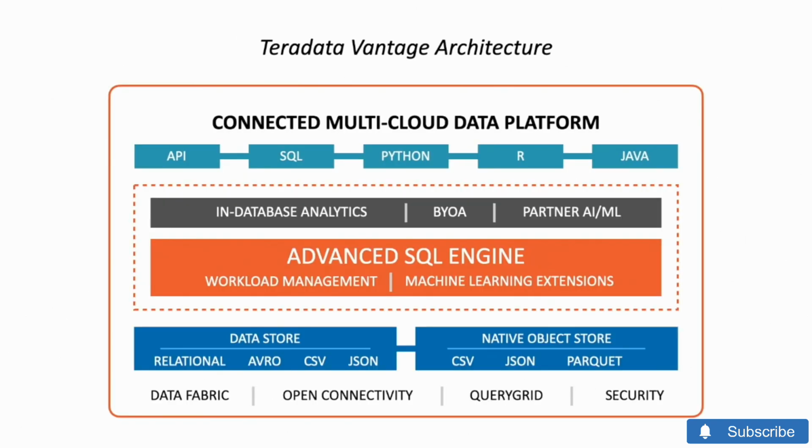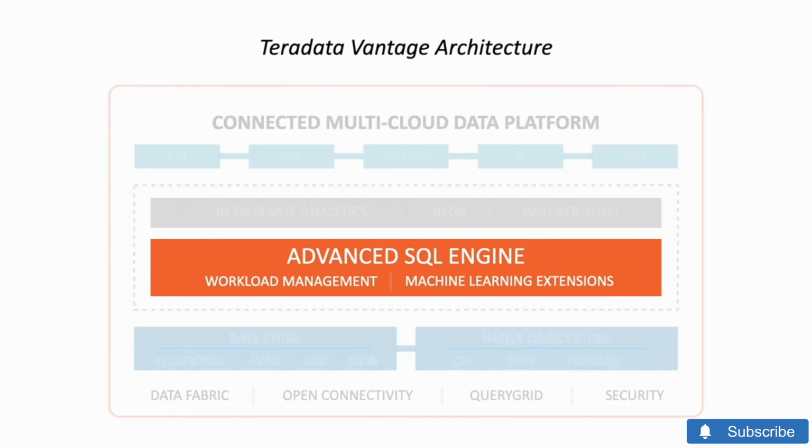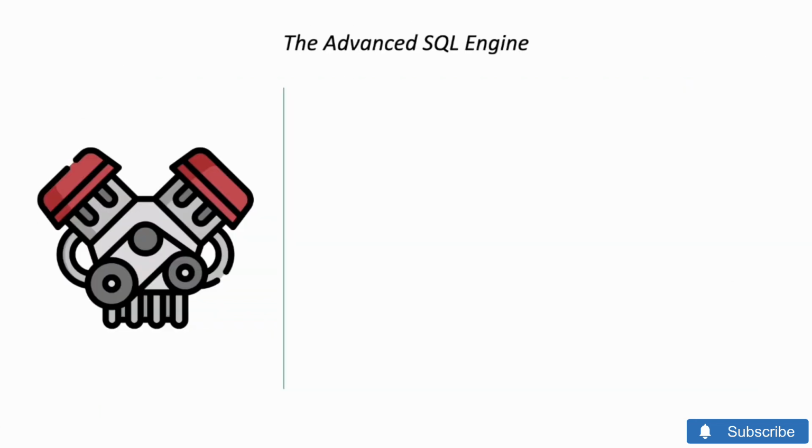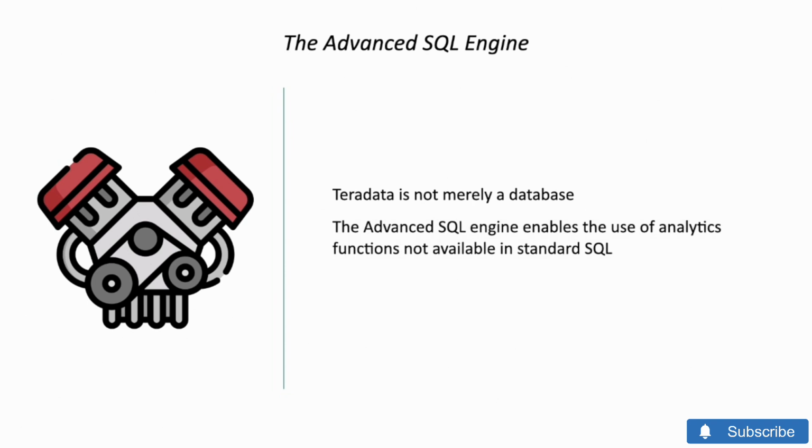And with that, let's move over to the different layers and components which make up the architecture of Teradata Vantage. Clearly, there are many different pieces in here, so let's focus on some of the important ones one at a time, starting with the advanced SQL engine, which we have already touched upon previously. So Teradata, of course, is not just a database. It is a single platform which combines features of a database as well as the analytics capabilities of a warehouse. And it is the analytics capabilities that are enabled by the advanced SQL engine.